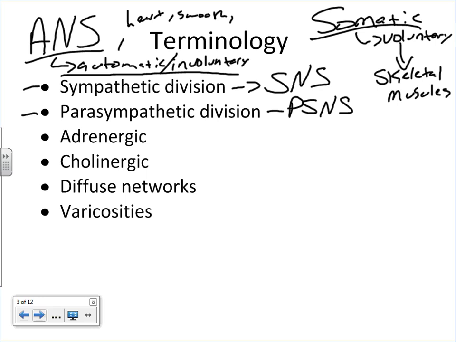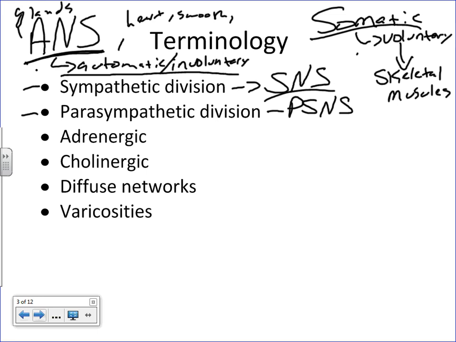So essentially, a good way to think of the autonomic nervous system primarily is this is a system that innervates cardiac and smooth muscle, whereas the somatic division of the nervous system innervates skeletal muscle. Okay, skeletal muscle. And I should lump glands in here as well. All right, so the sympathetic and parasympathetic nervous system.